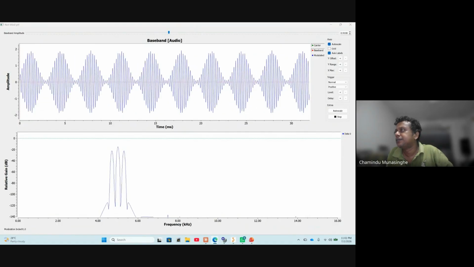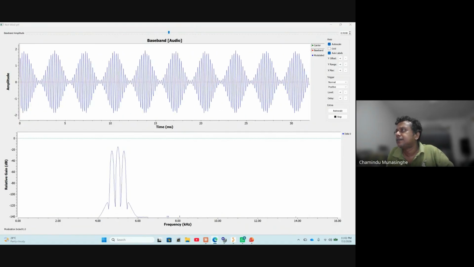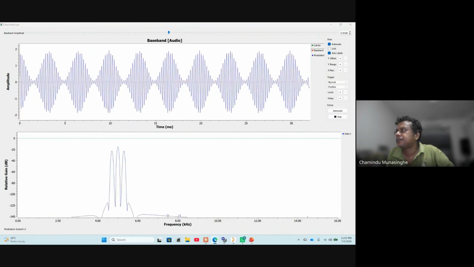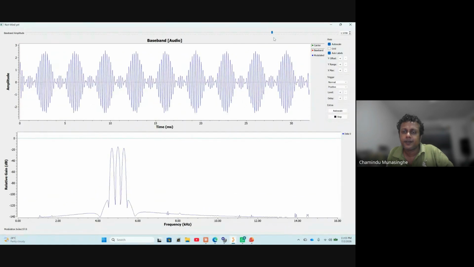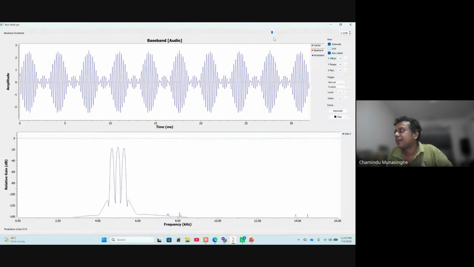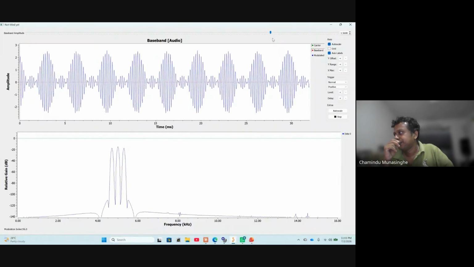Now, if you go over, sorry. Okay, for some weird reason I can't do it. Okay, like that. You get a distortion and then the carrier's phase inverts. So yeah.